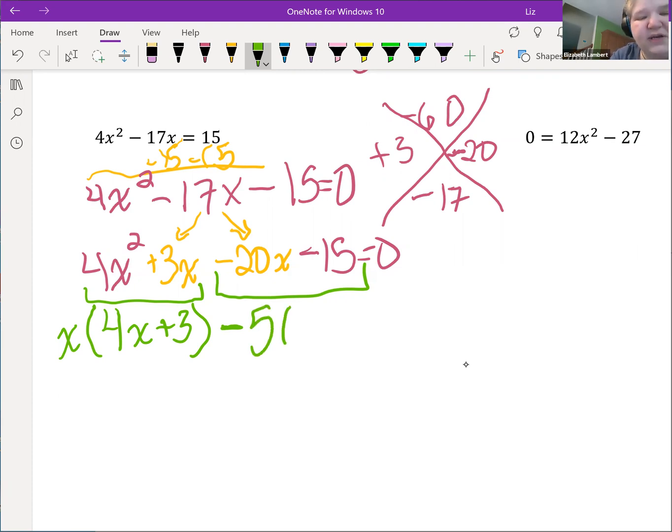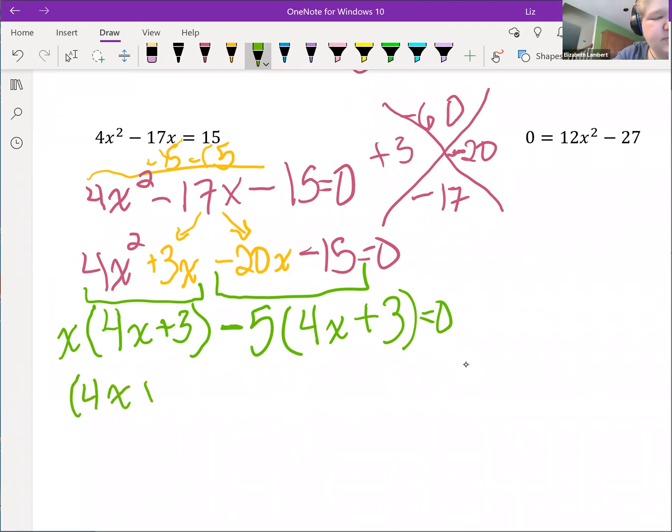So I have a negative 5 here, and now I ask the question kind of backwards. Negative 5 times what would get me back to negative 20? So negative 5 times a positive 4 with an x would get me back to 20. And then negative 5 times what would get me back to negative 15? Well, it has to be positive, and 5 times 3 will get me back to 15. And see, 4x plus 3, 4x plus 3. So there is our ugly 4x plus 3. And then our leftovers are x minus 5.